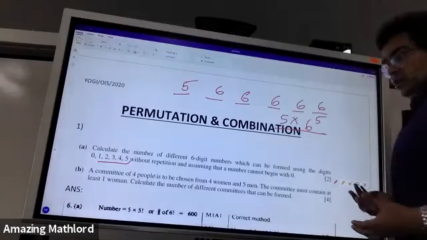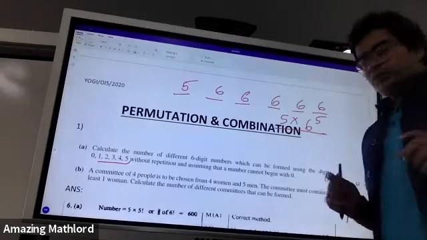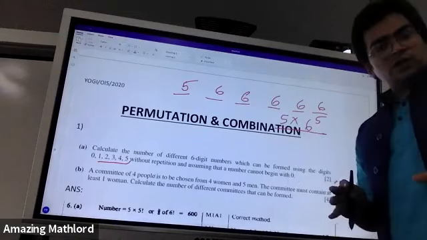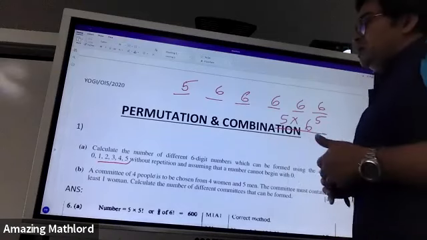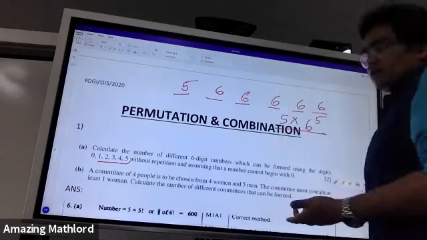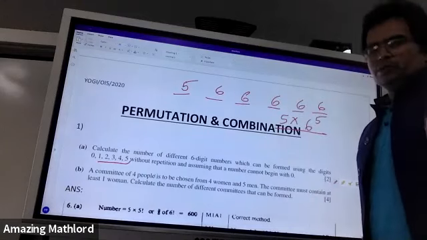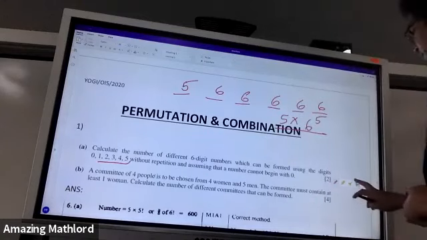So you need to be very careful when you're reading the problems, whether the digits can be repeated or not. If they're not to be repeated and you do repetition, you'll get 0 points for that. So that's about this kind of problem. Now I'm going to take the next one, which is basically here.